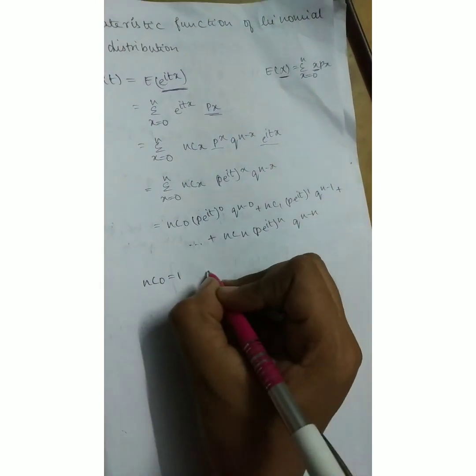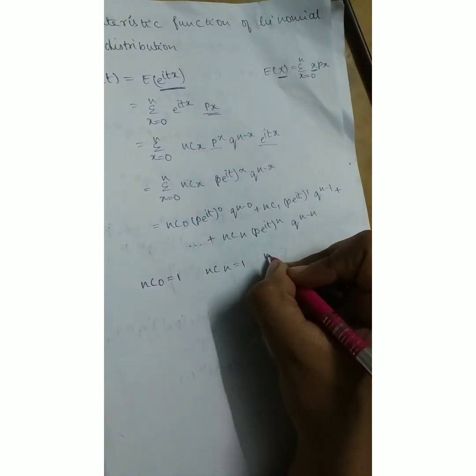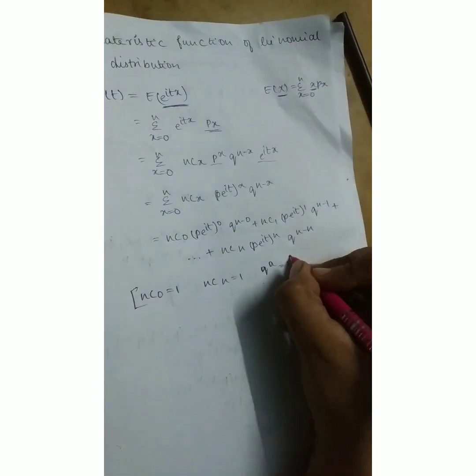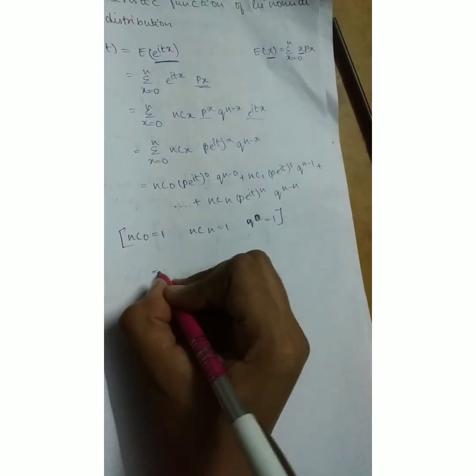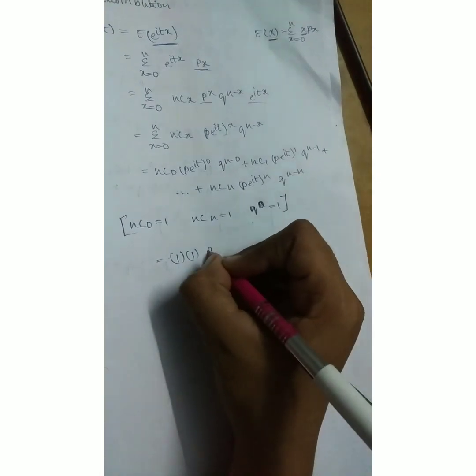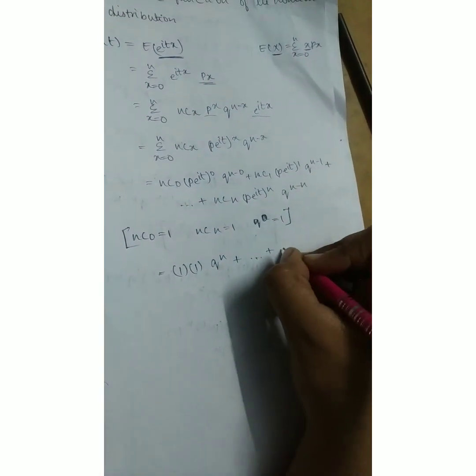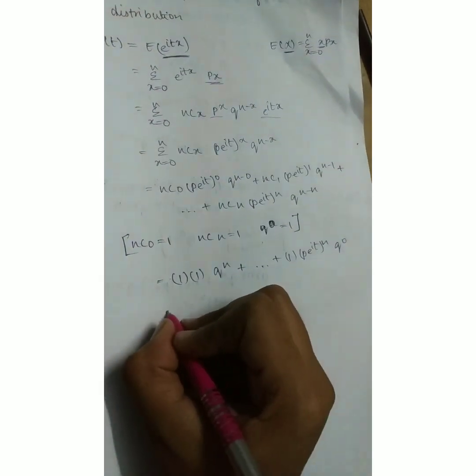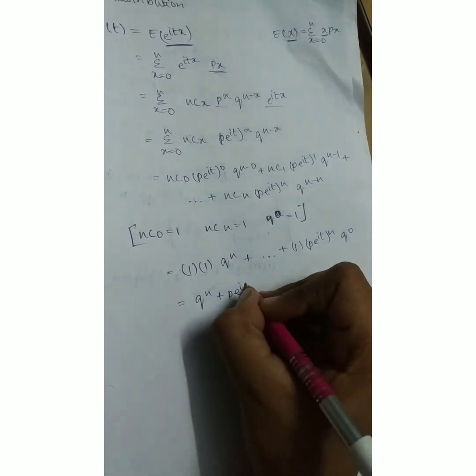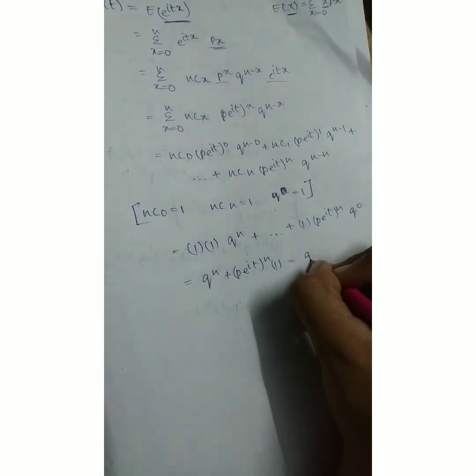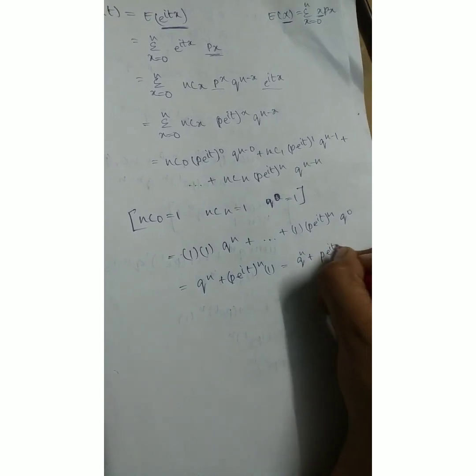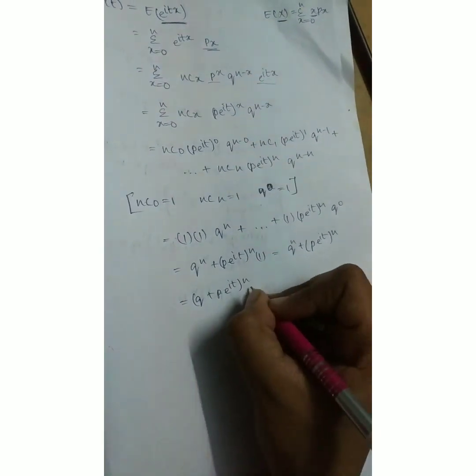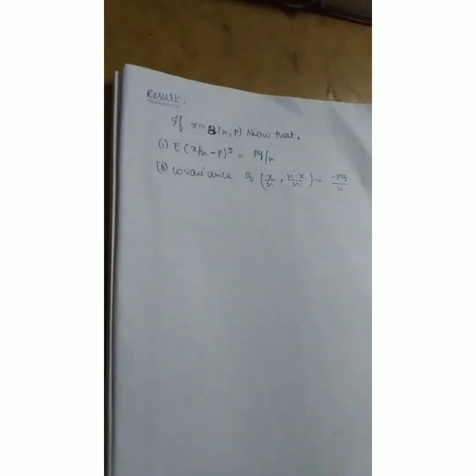Then substituting the values nC0 is equal to 1, nCn is also equal to 1, and anything power 0 is also equal to 1. Substituting these values in the above equation, we get q^n plus etc. plus 1 into (p e^(it))^n. Then combining these two, as they have the same power, we get (q plus p e^(it)) the whole power n. And this is the characteristic function of binomial distribution.